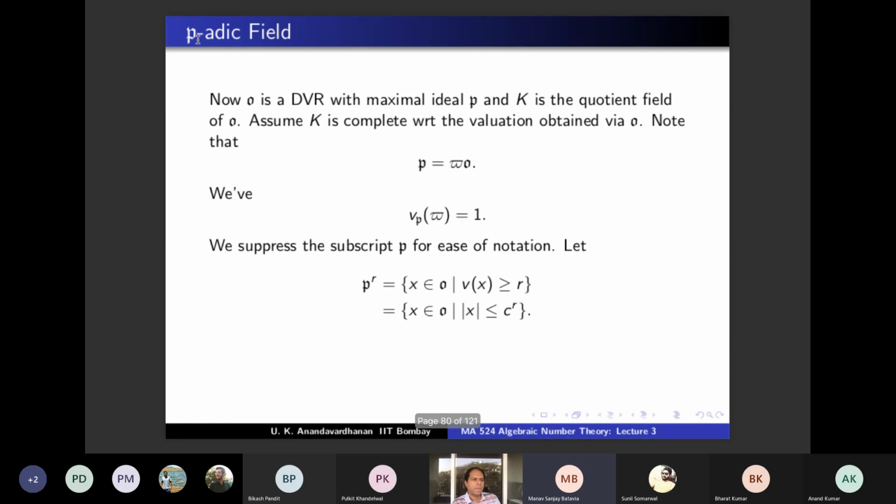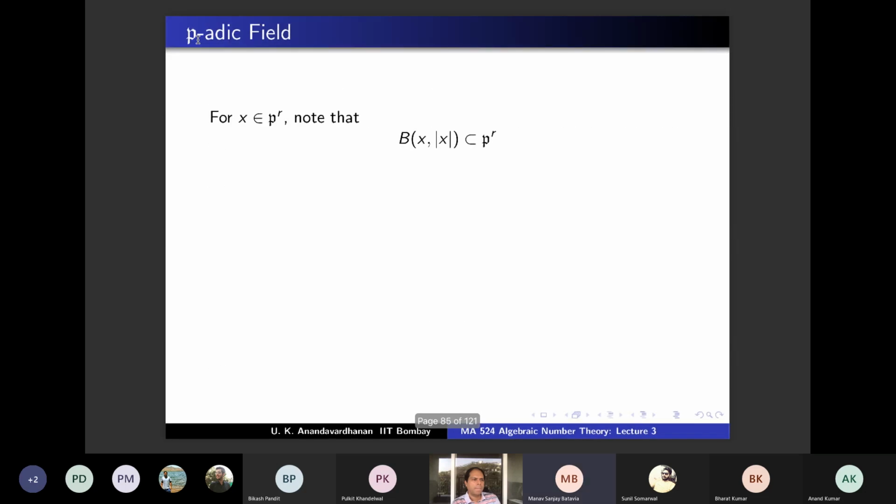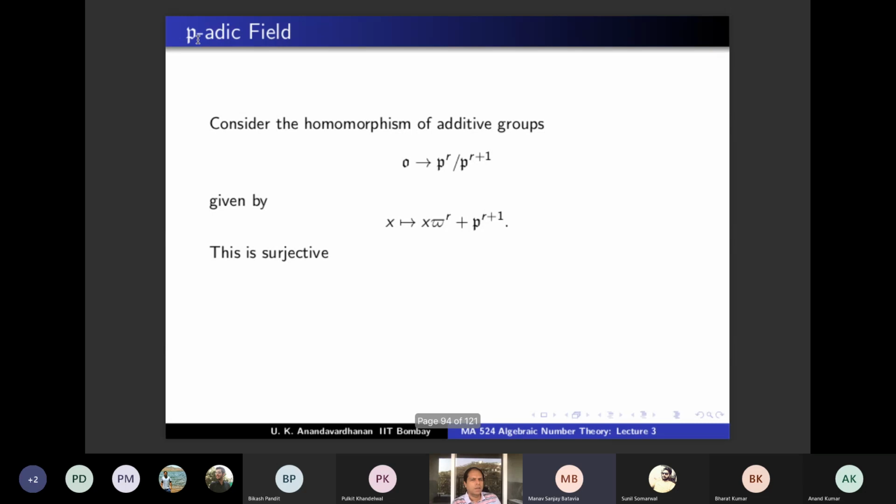The maximal ideal is the set of all elements such that mod is strictly less than 1, or valuation is strictly bigger than 0. Oh, okay. Yeah. Valuation and modulus are different.